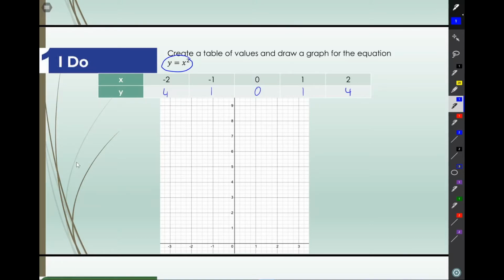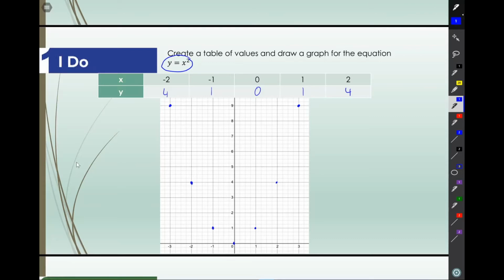At minus 2, we're at 4. At minus 1, we're at 1. At 0, we're at 0. At 1, we're at 1. And at 2, we're at 4. I didn't put it in my table of values, but we know 3 squared is 9. So we know our line also needs to go through this point.